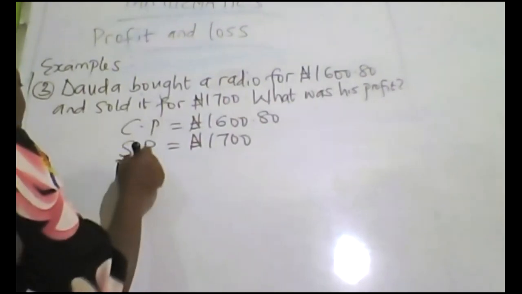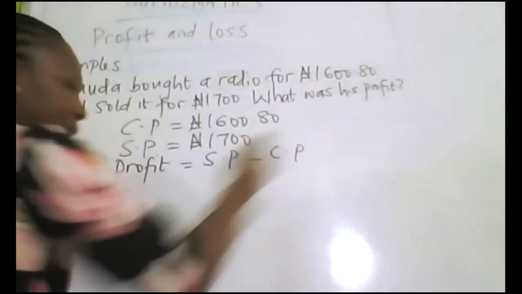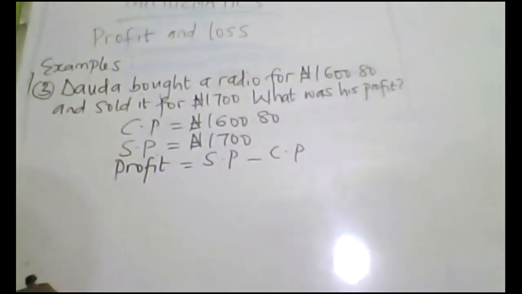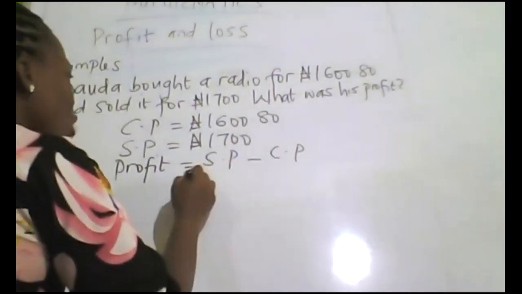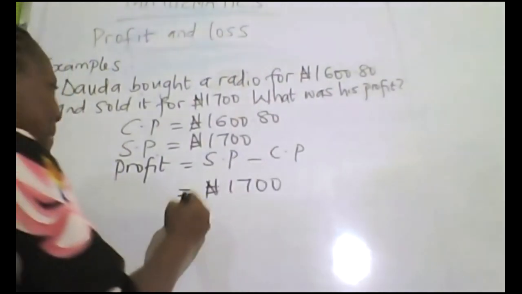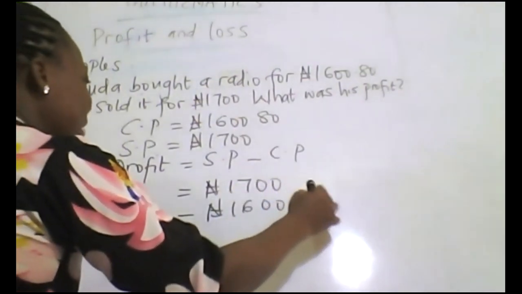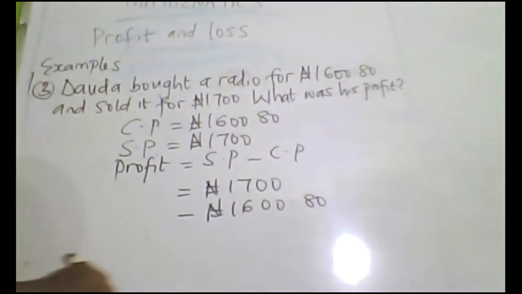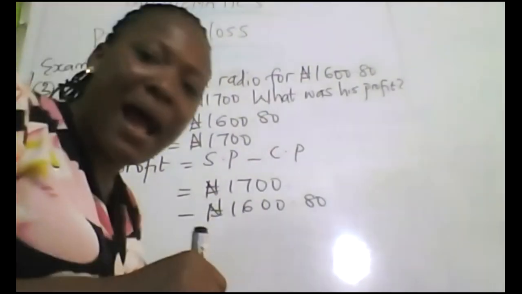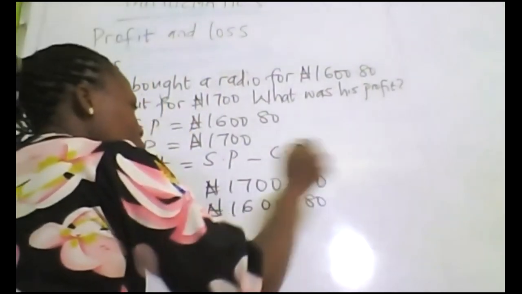So profit is equal to selling price minus cost price. That is equal to 1,700 minus 1,600 naira, 80 kobo. You put a decimal point here. I've told you that at the end of any whole number, you have an invisible decimal point. So you put the decimal point here and replace it with two zeros.